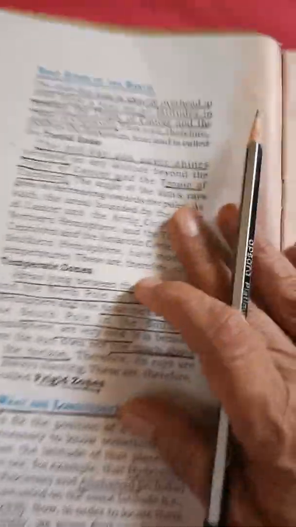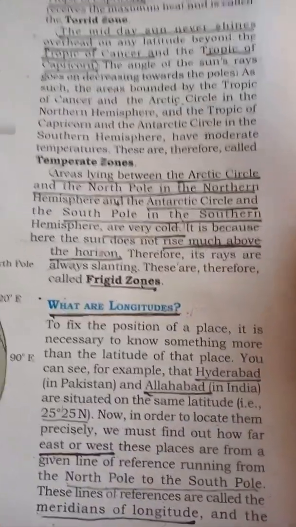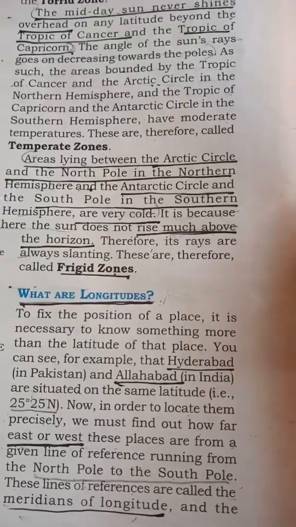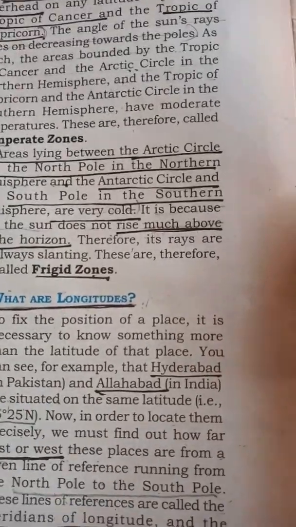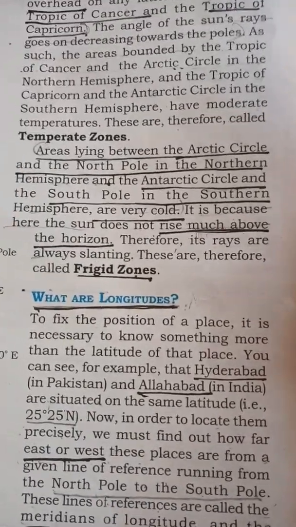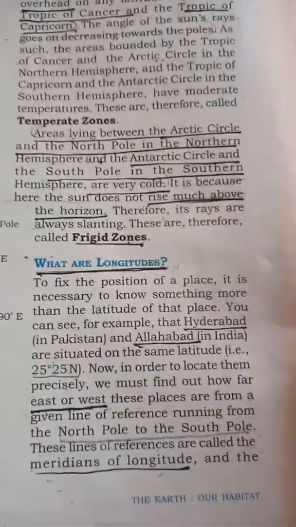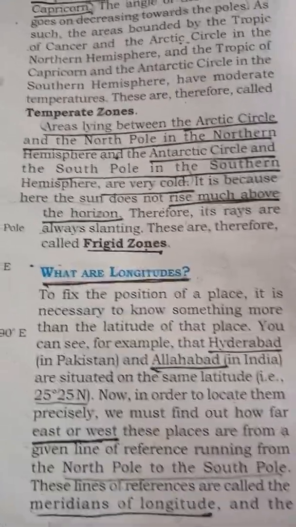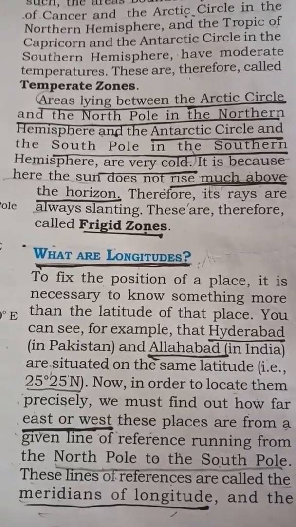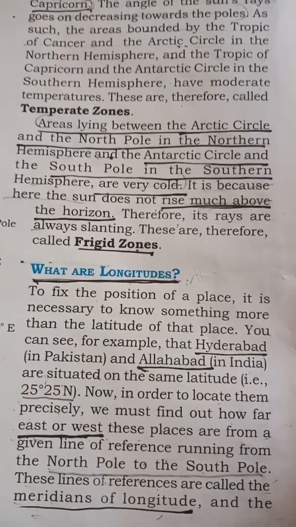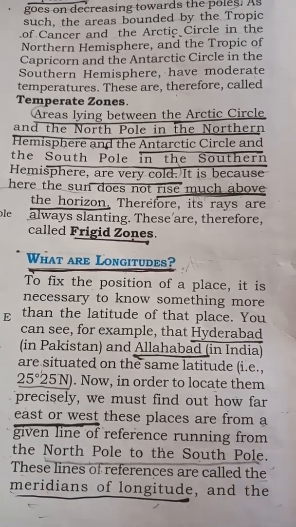Now children, beside this we need to know there are some more lines, which are called longitudes. They are called longitudes, because to locate a place on the earth only latitude will not help. We need to have some more reference lines to find out the exact position of a place.